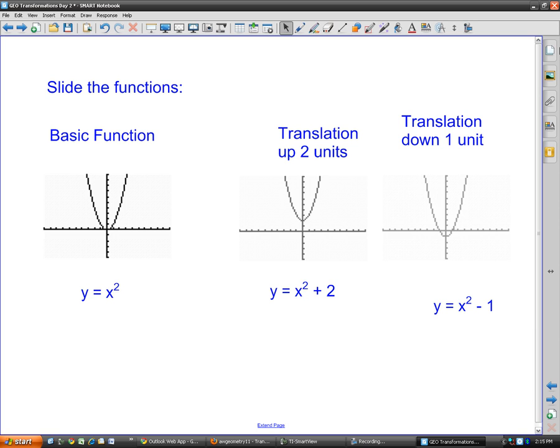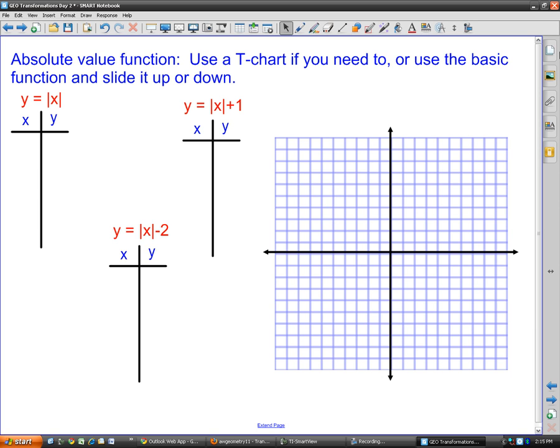So then, does it affect the absolute value the same way? Yes, it does. It affects it exactly the same way. So if I put in -1, 0, and 1, watch what happens. The absolute value of -1 is +1, the absolute value of 0 is 0, and the absolute value of +1 is 1.